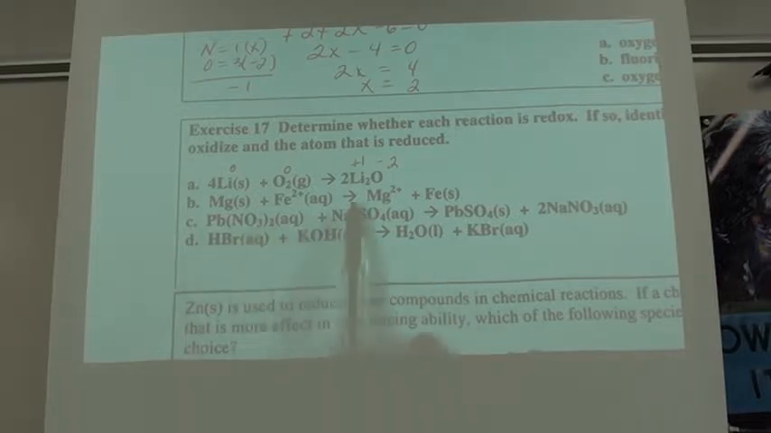Is this a redox reaction? Yeah, it is. What is oxidized? Lithium. And what is reduced? Oxygen.